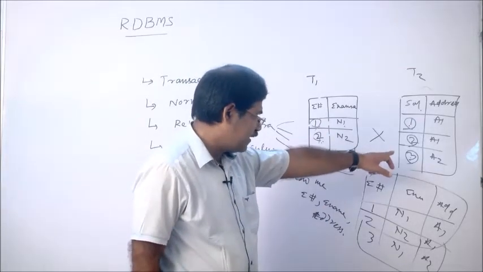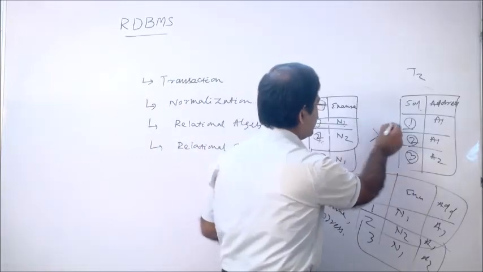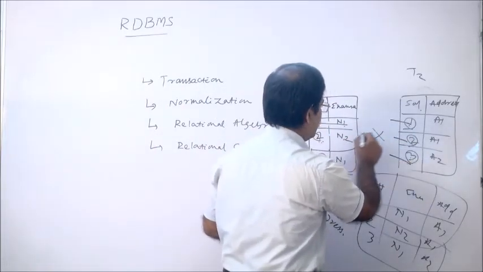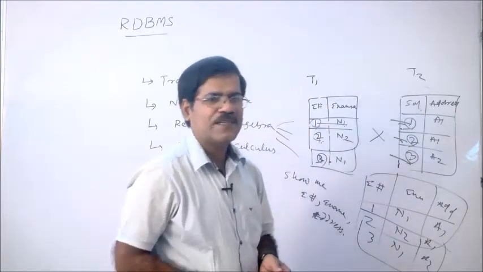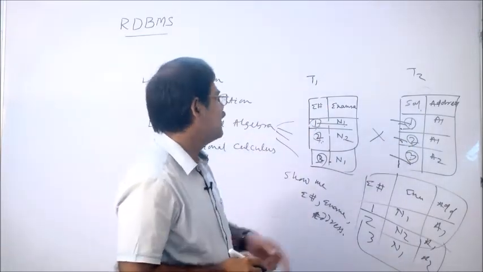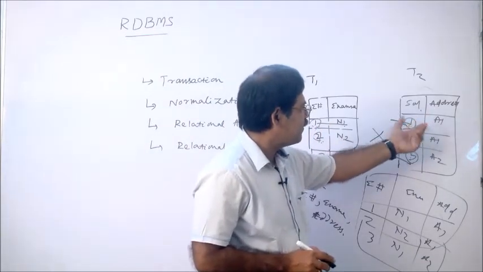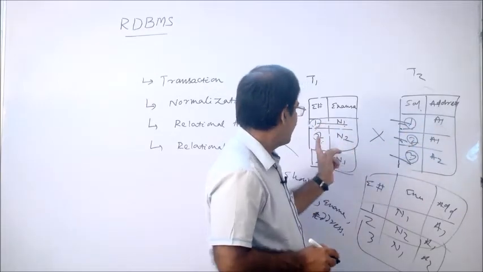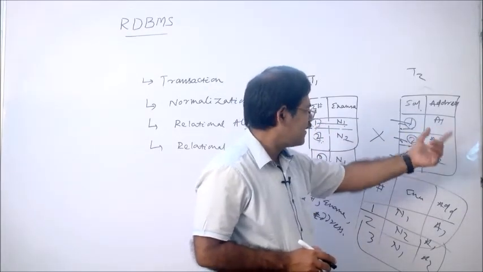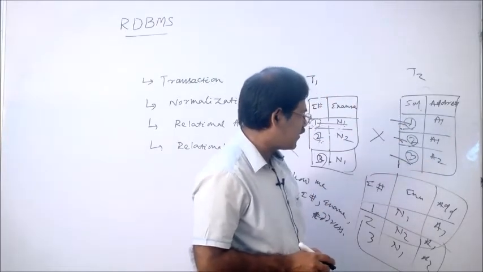So, 3 and 3, so 9 elements we will get. This row with this, and this row with this, and this row with this. Obviously, 3 into 3, 9 records will be fetched. 1 N1, then let it be salary, whatever the salary it may be, then A1. Then 1 N1, this is the salary, then A1. Then 1 N1, 3, like this. So, for each record, there are corresponding 3 records.